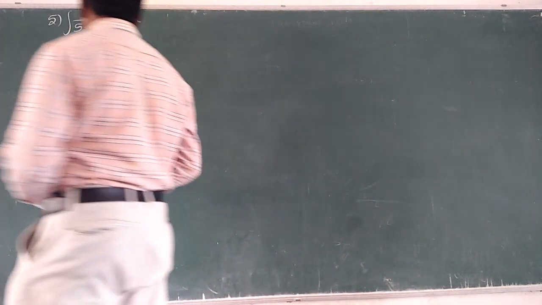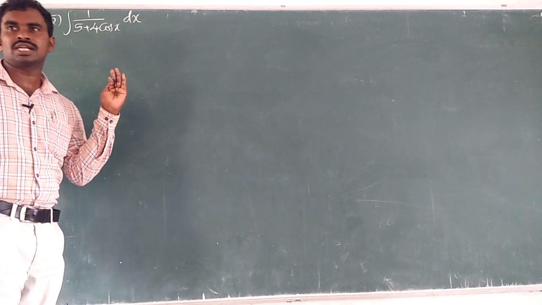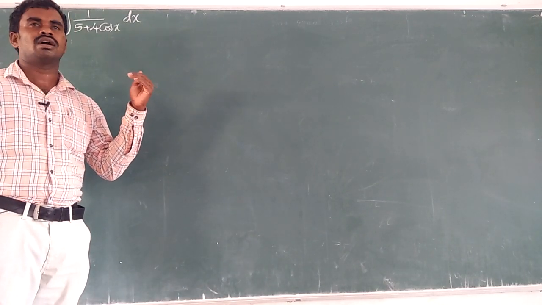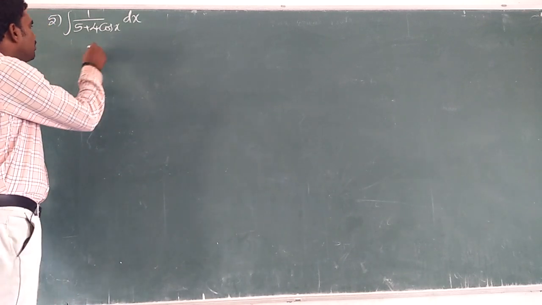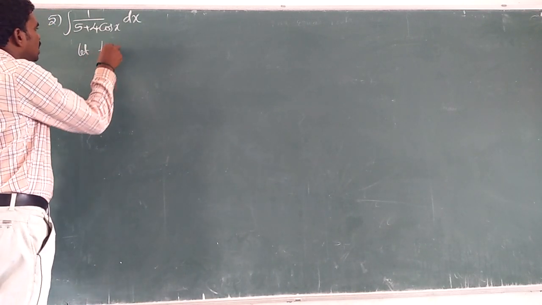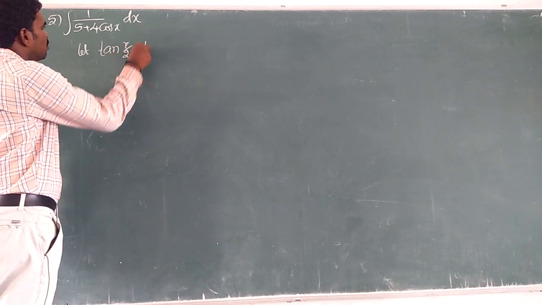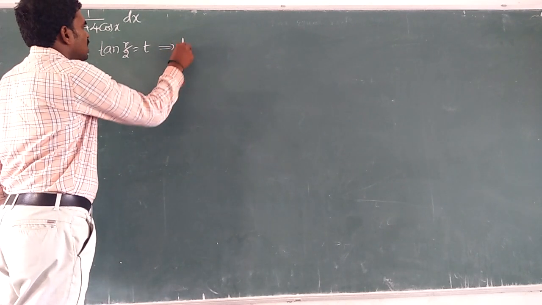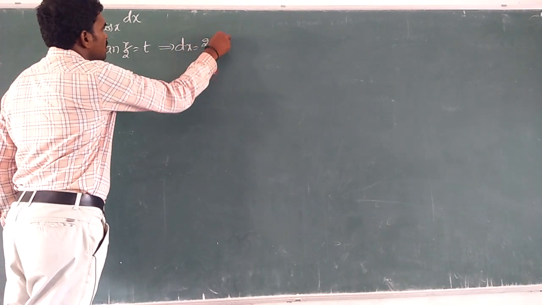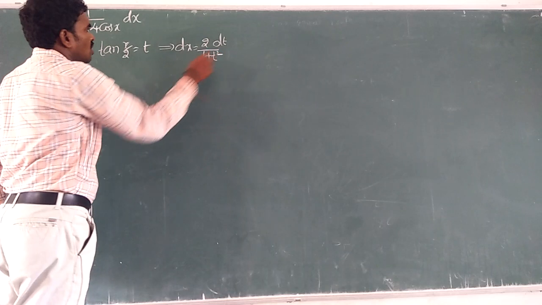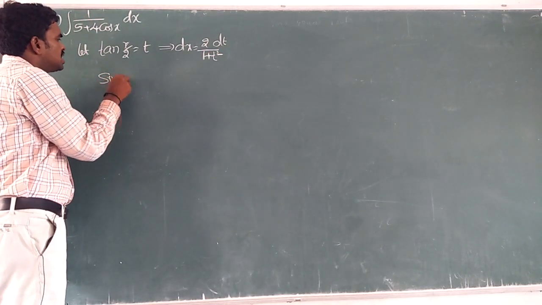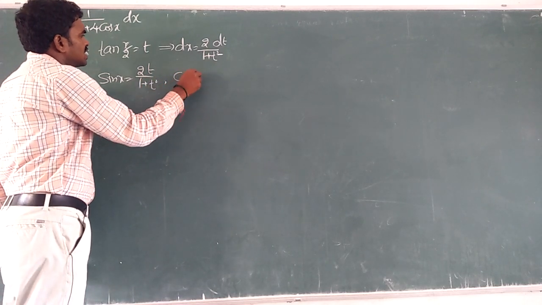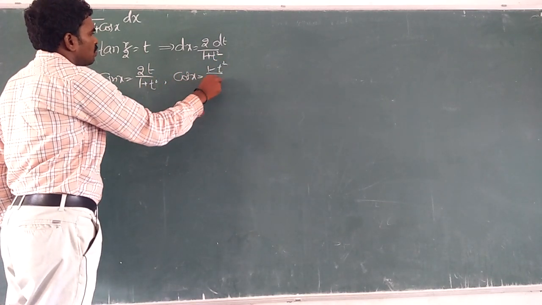In the previous class also I told you, whenever the question consists of either cos or sine, or cos and sine, immediately we have to assume let tan x by 2 is equal to t. Must take these values. Then dx becomes 2 dt by 1 plus t square, sin x is 2t by 1 plus t square, and cos x is 1 minus t square by 1 plus t square.